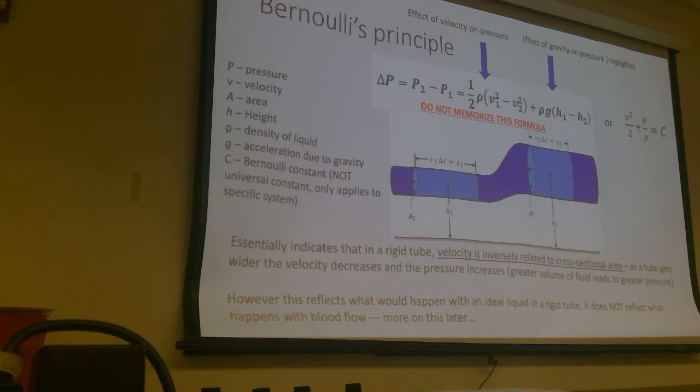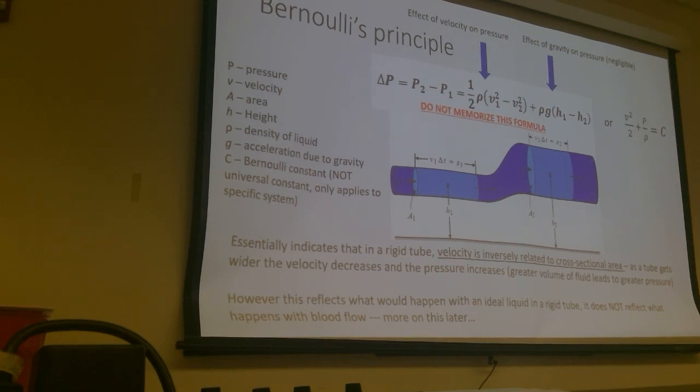What is the whole point of this? According to Bernoulli's principle, if we've got a rigid tube, velocity is inversely related to the cross-sectional area. So as the tube gets wider, velocity would decrease and pressure would increase. So greater volume of fluid means we have greater pressure. Again, this is an ideal liquid in a rigid tube. This does not happen with blood flow.